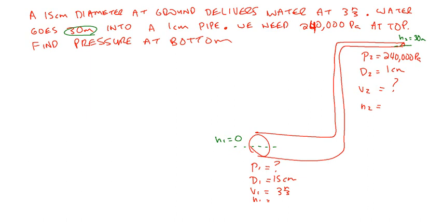Let's go ahead and write down Bernoulli's equation. Pressure 1 plus the density times gh1 plus 1/2 density v1 squared equals pressure 2 plus density gh2 plus 1/2 density v2 squared.